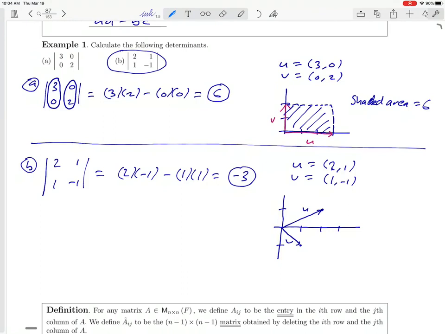And 1, negative 1 would be down here. Okay, there's V. And this time, we can't make a rectangle, but we can make a parallelogram, kind of determined by those two vectors. Okay, and it would look like this. Okay, and it turns out that the area there would actually be 3. It's not as easy to figure out as it was in the previous one, but we could use a little geometry. And the shaded area equals 3, which is the absolute value of our determinant. Okay, so for 2 by 2 matrices, the absolute value of the determinant always represents an area.